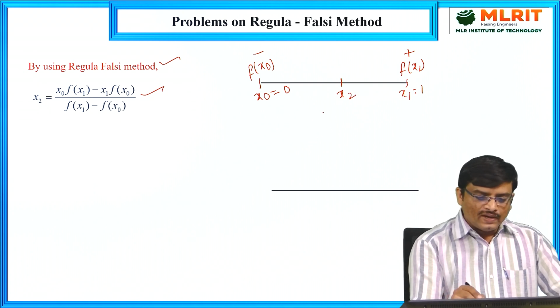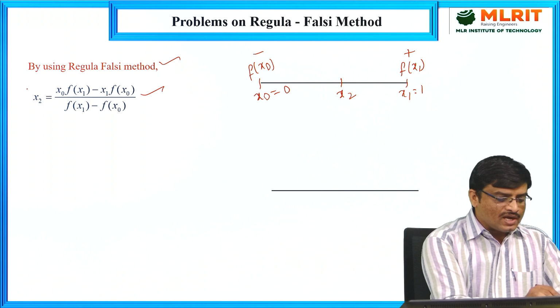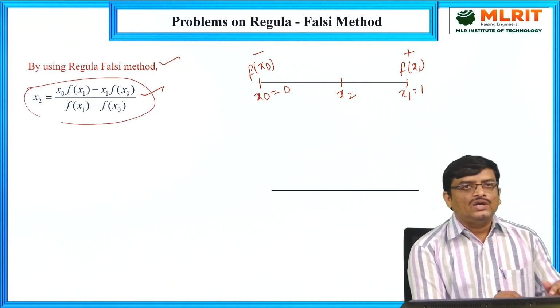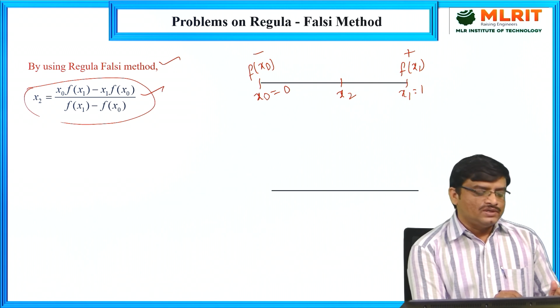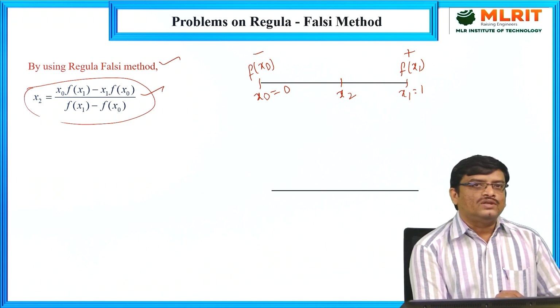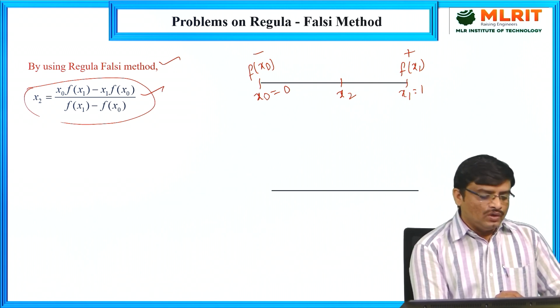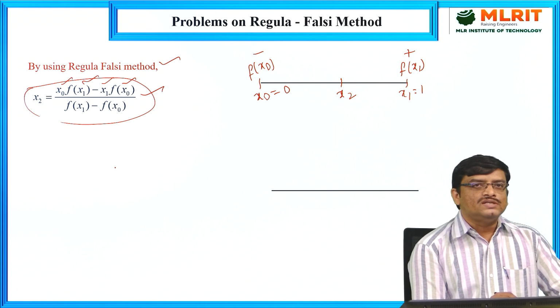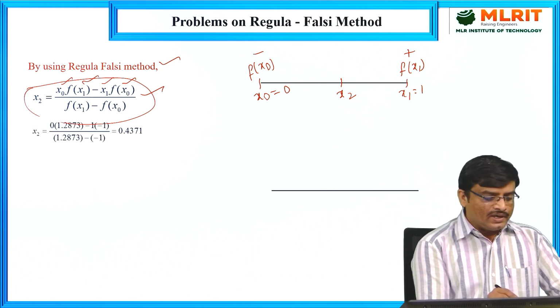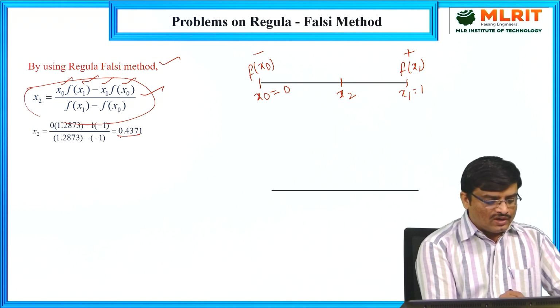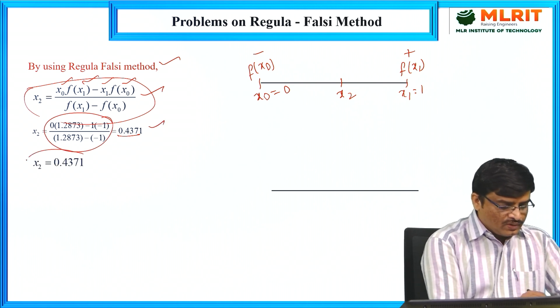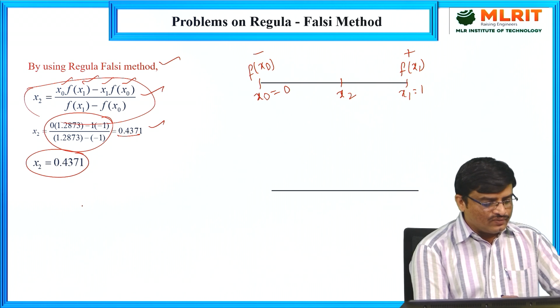So in order to find out the value of x2, I am using this standard formula to find out this x2 value. In the working procedure, we have seen how to remember this approximation formula to find out the x2 value here. Now already we got this x0 value, f of x1 value, x1 and f of x0. You substitute all these values in this function and simplify, then we can get our required x2 value here. So after simplifying this, we got this is our x2 value. So x2 is equal to 0.4371.